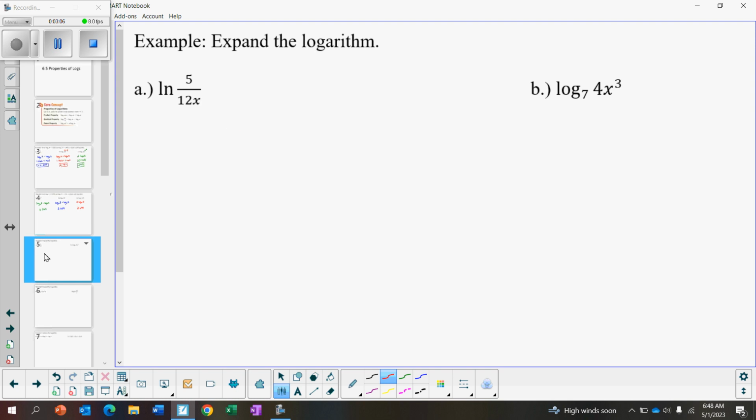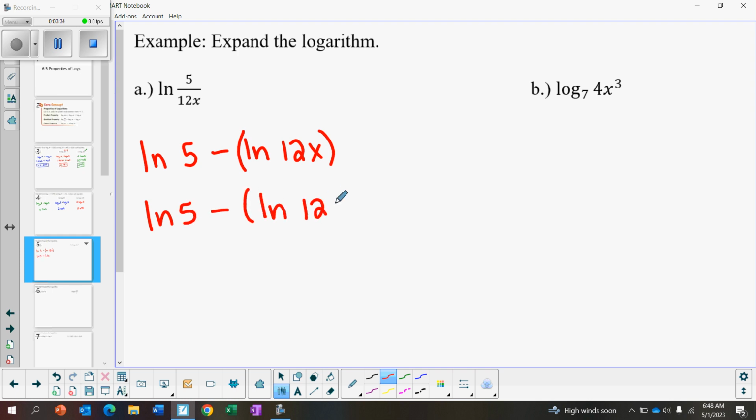So now we're just going to focus on expanding the logarithm. So here we have the natural log of 5 over 12x. The first thing we can do, division turns into subtraction. So natural log 5 minus natural log of 12x. So this is now multiplication, but it's all one thing. So we have natural log 5 minus, and now this multiplication turns into plus, natural log 12 plus natural log x. And I can distribute this negative to both of them. And now that's expanded.